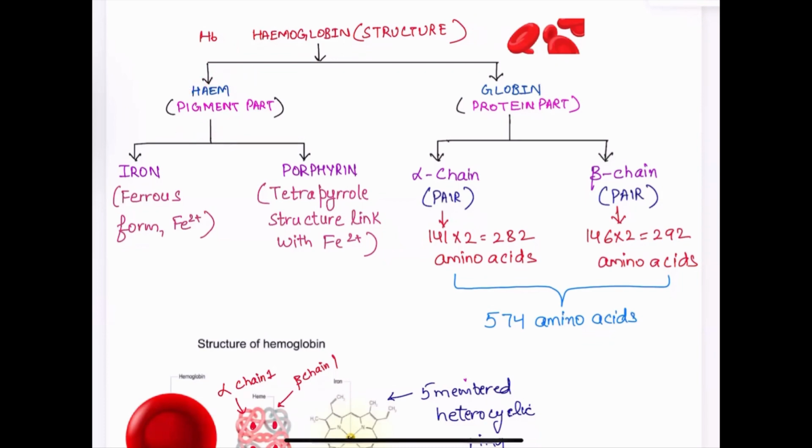The heme portion has iron, which is usually present in Fe2 plus form, and porphyrin. Porphyrin is a ring which is made up of 4 pyrrole rings. That's why we call it tetrapyrrole. It's a structure linked with Fe2 plus iron.